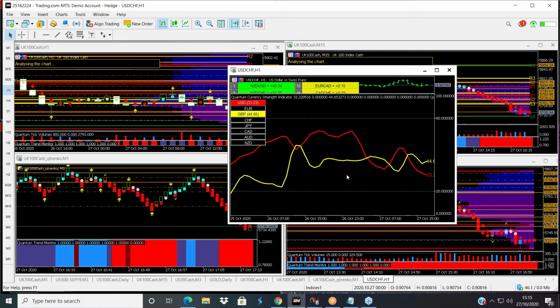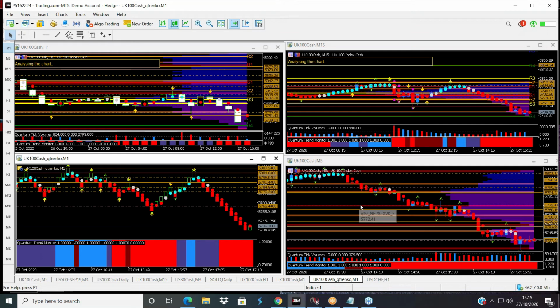So you have to do a little bit of research into the background of the index, and then look at whether it has an impact on what the currency is actually doing.